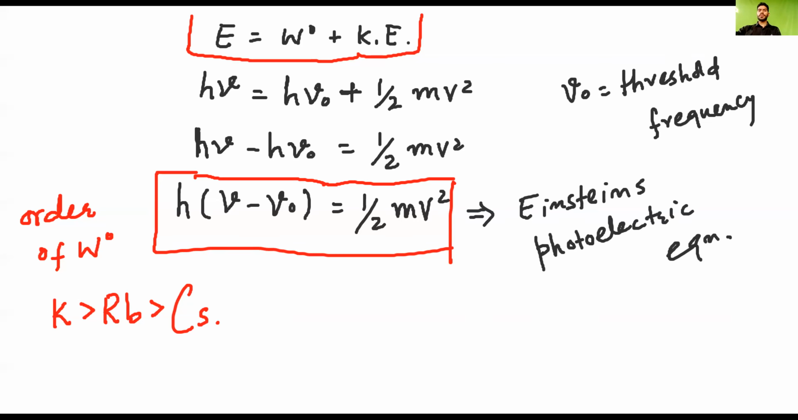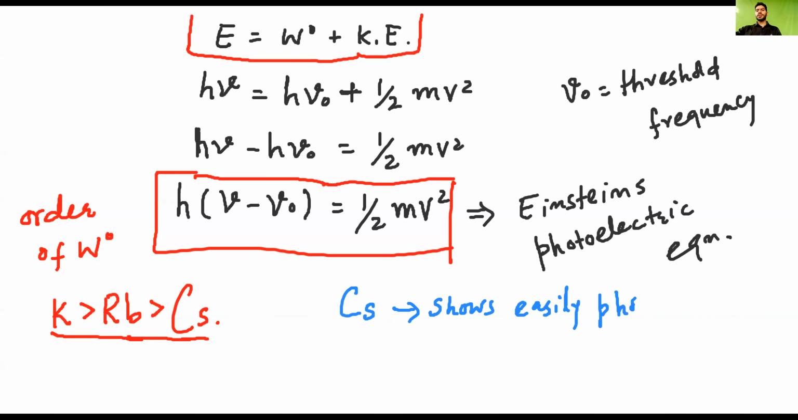Got it? You have to remember that potassium's work function will be very high as compared to rubidium, and rubidium will have very high work function as compared to cesium. So that is why cesium easily shows the photoelectric effect. I have already told you this. I hope you remember that cesium easily shows the photoelectric effect, that means its electron can be easily removed from its surface.